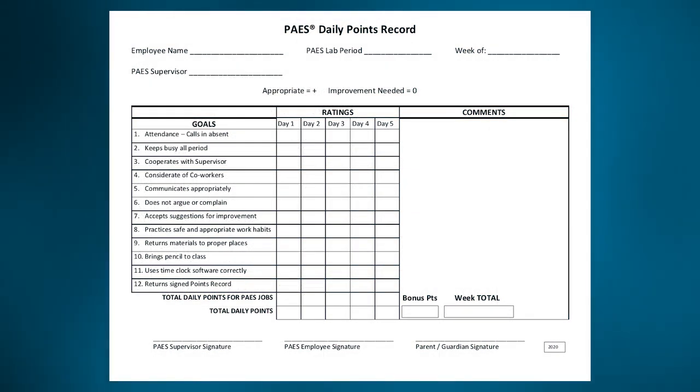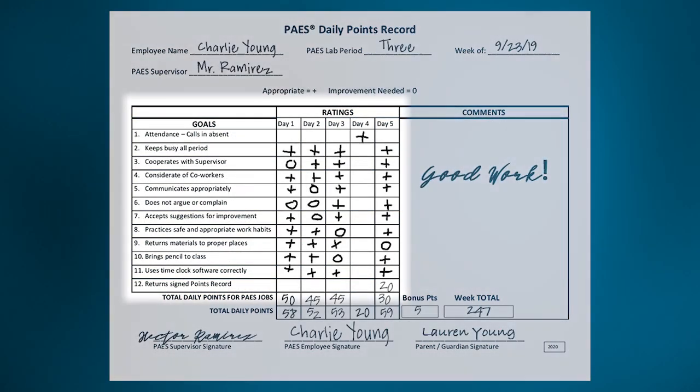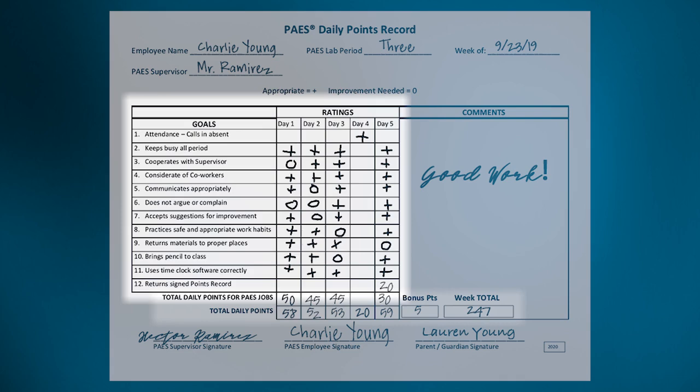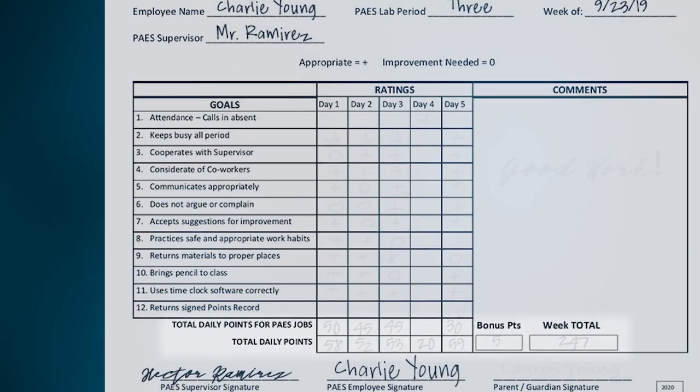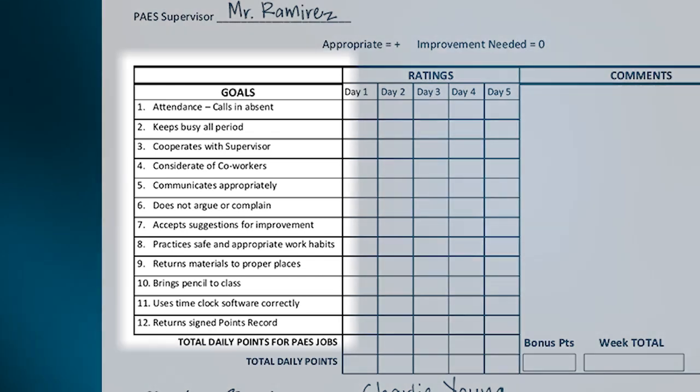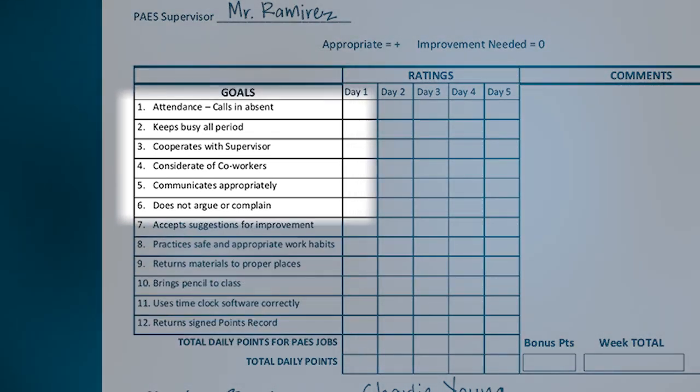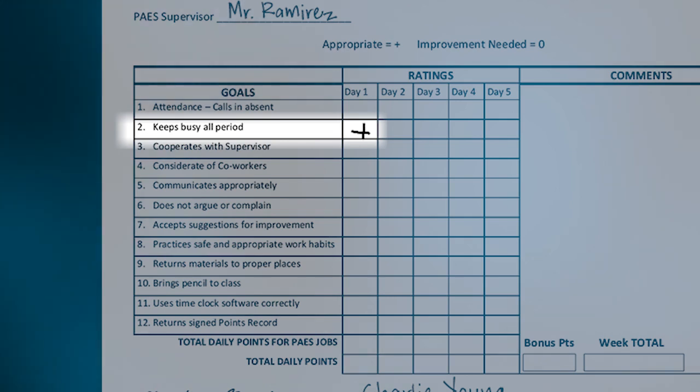This is the daily points record. This form is used to record points earned for professional behavior and to document total points earned for the week. These are a set of workplace soft skills that employees are rated on every day. The employee can earn 1 point for meeting each goal. If you notice an employee not performing one of these skills during work time, mark a 0 next to the goal for that day.